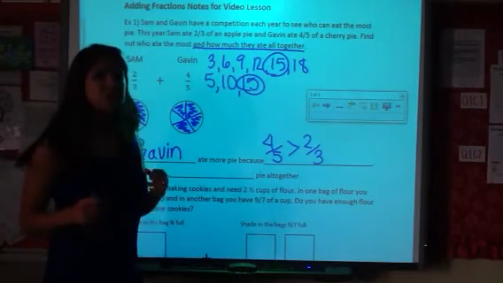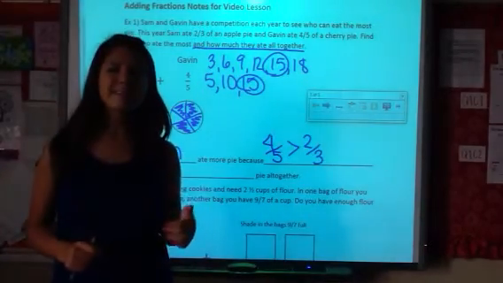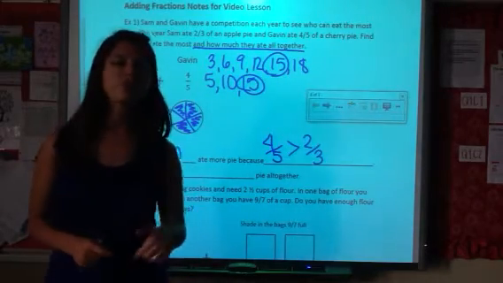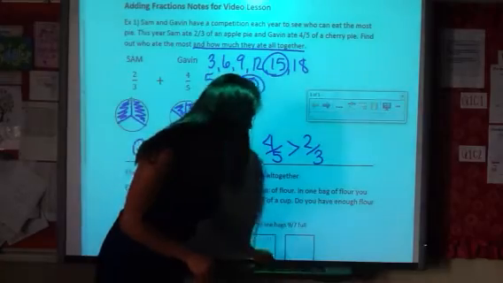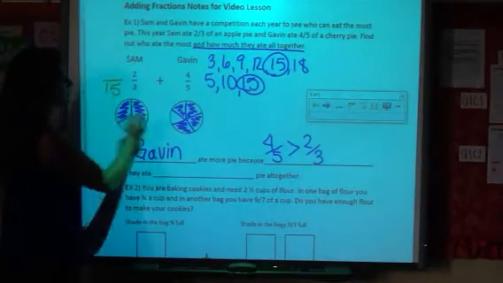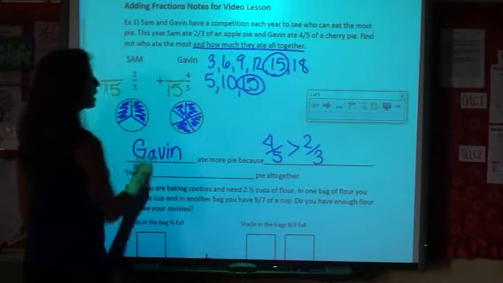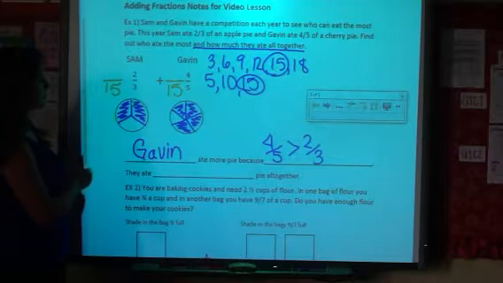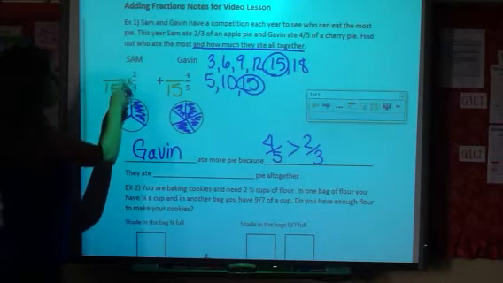So I'm actually going to change the amount of pieces I have of pie. I'm not changing the amount that they ate, but I'm changing the amount of pie. So watch how I do that. If I want my common denominator to be 15, I have to ask myself, well, 3 times what gives me 15? And I know that that's 5.